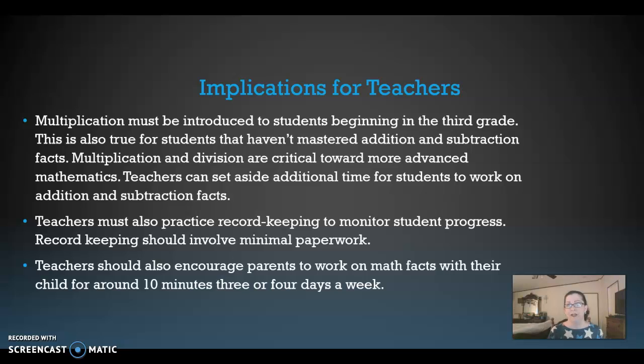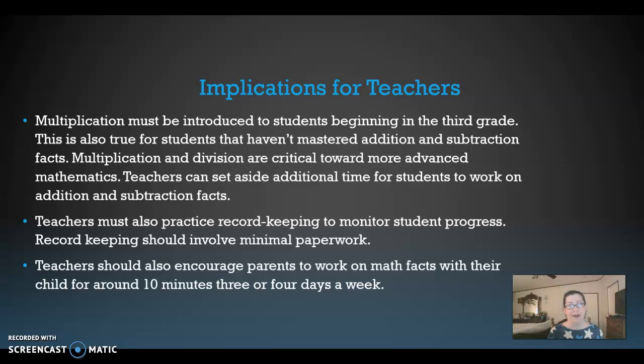All right, so here are the implications for teachers. Multiplication must be introduced to students beginning in the 3rd grade. This is also true for students that haven't mastered addition and subtraction facts, and so this would also include division. Multiplication and division are critical toward more advanced mathematics. Teachers can set aside additional time for students to work on addition and subtraction facts later as they progress, but multiplication and division has to happen in the 3rd grade.